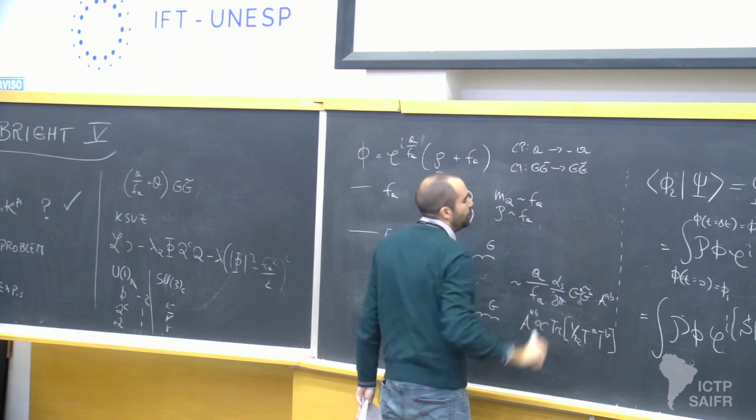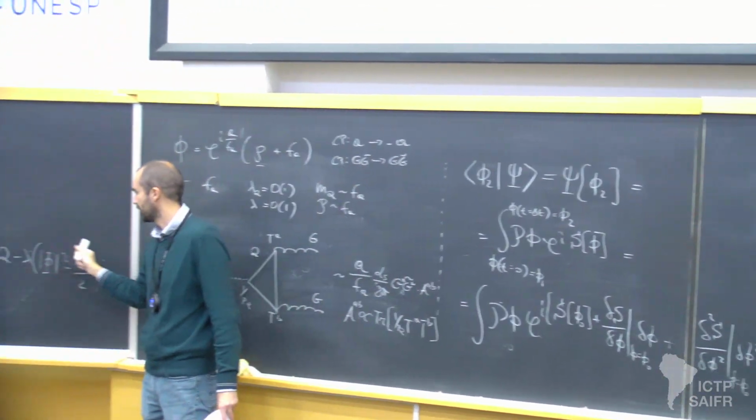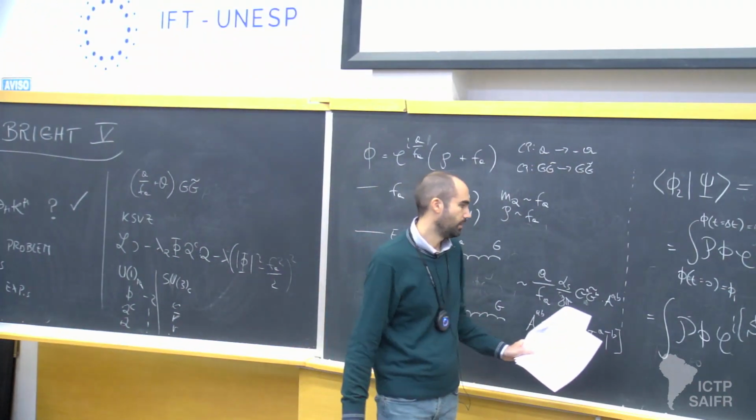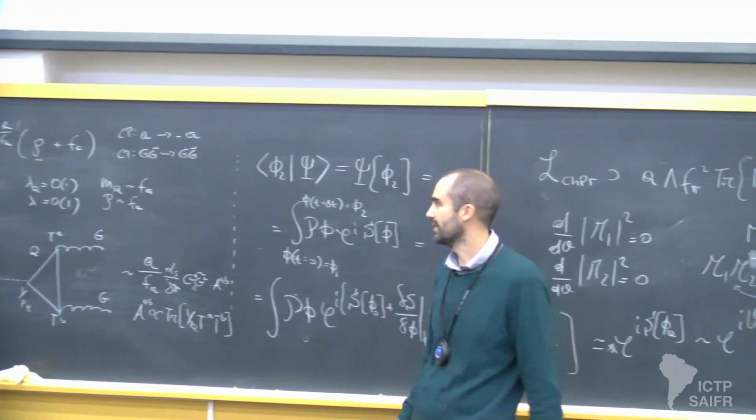So if at low energy you have only gluons and this axial particle that does not get a mass from this potential, then this is the only term that you can generate. So you can guess it even before writing down the loop.